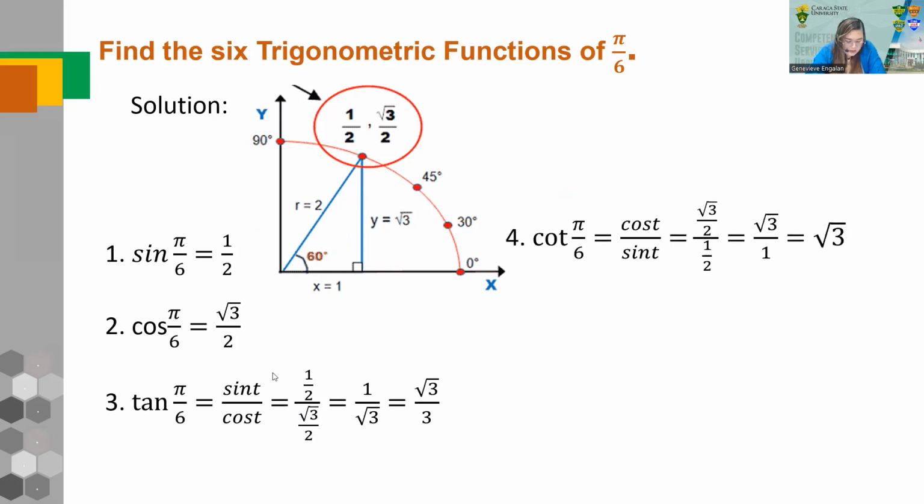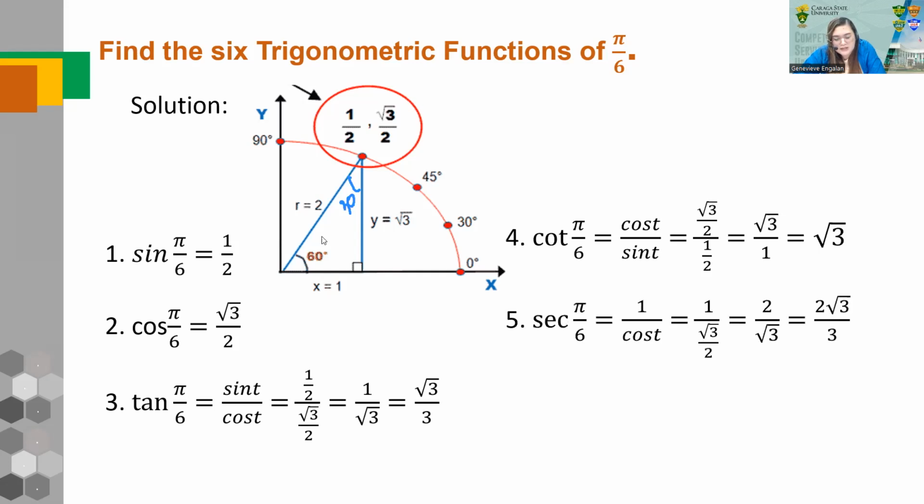Okay, so again, this is 30. The cotangent is just cosine t over sine t. So you have square root of 3 over 2 over 1/2. That is square root of 3 over 1, or just square root of 3.